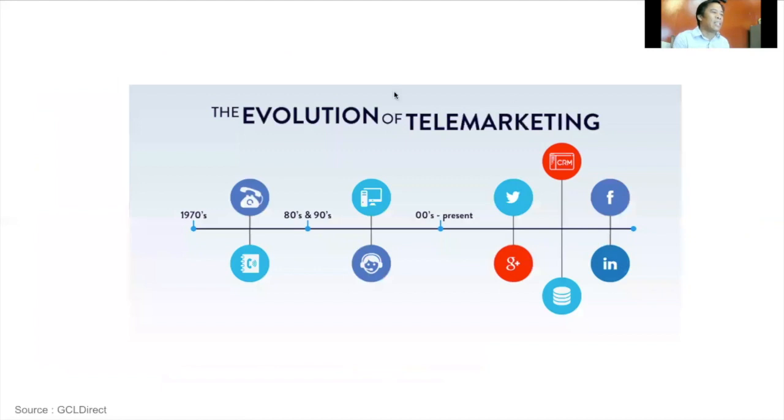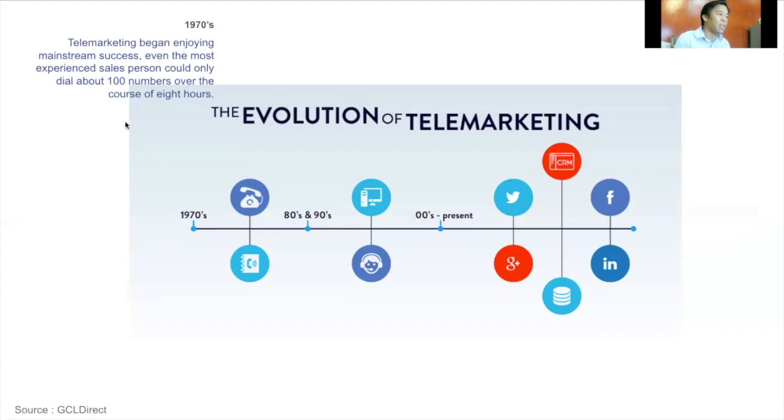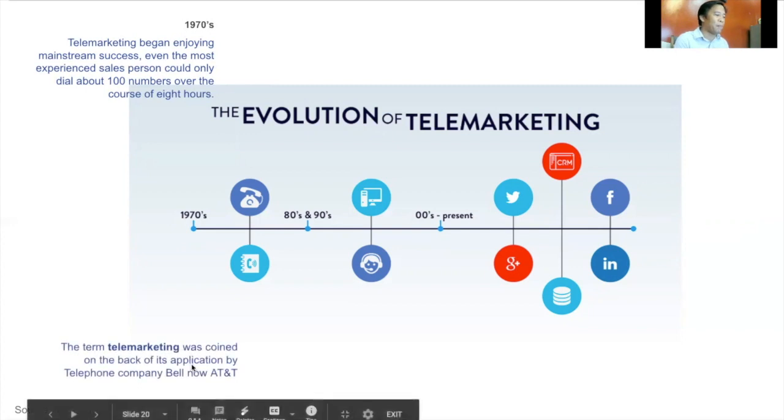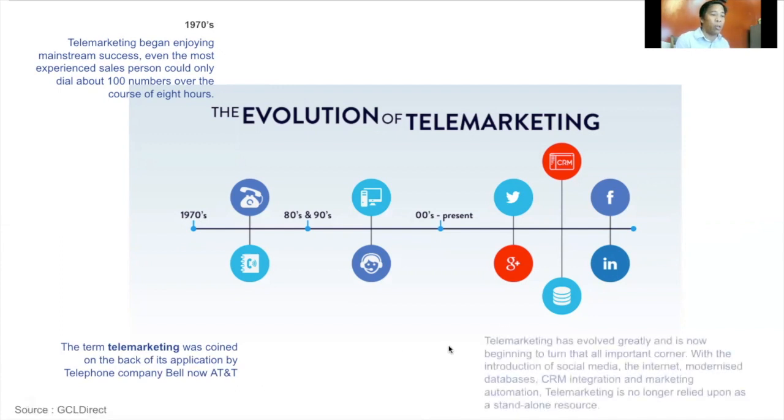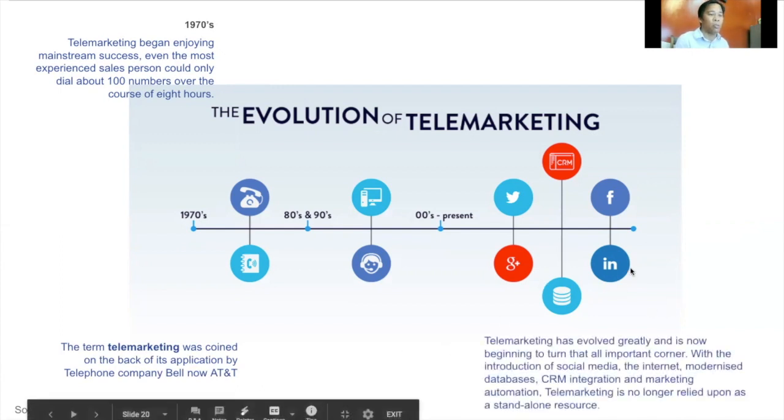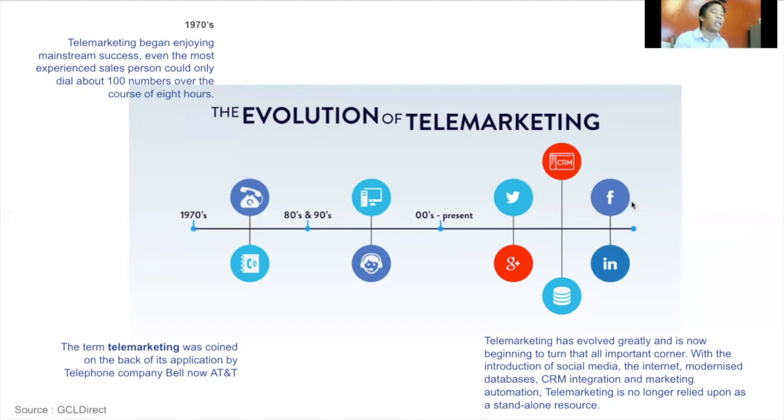Okay? Yan yung evolution ng telemarketing way back in 1970s. So, telemarketing began enjoying mainstream success in 1970s. Tapos, yan. Ito yung kinoin on the back of its application by Bell Telecoms, now AT&T. So ngayon, iba na. Ang dami ng tools, may social media na, may CRM pa. CRM integration and marketing automation. Telemarketing is no longer relied upon as a standalone resource. Kasi marami ng tools na available sa isang telemarketer. Diba? So ito yung modern times na ngayon ng telemarketing. Ginagamit pa rin siya way back and then until now.